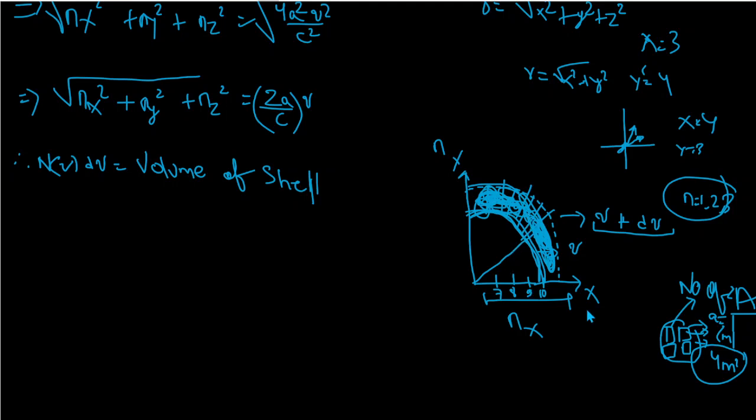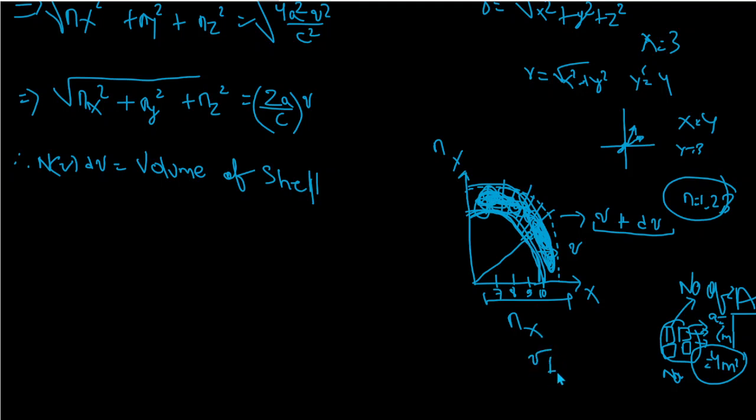Just like in this particular square case, the area of each square is 1 unit, and if you add the total area, it is 4, and this 4 is exactly equal to the number of squares. 4 is the number of squares and 4 is also the area. The same thing we are going to do here: the number of standing waves in this particular volume.